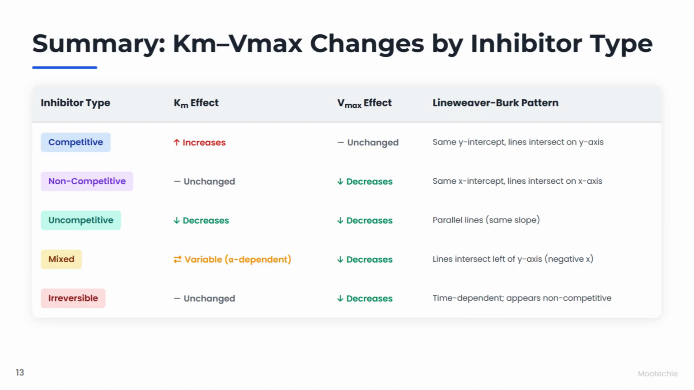For uncompetitive inhibition, both Km and Vmax decrease, the lines are parallel. For mixed inhibition, Vmax decreases and Km effect is variable depending on alpha. Lines intersect left of the y-axis. For irreversible inhibition, Km is unchanged, Vmax decreases time-dependently, often appearing non-competitive.